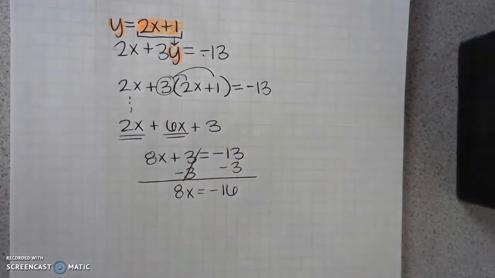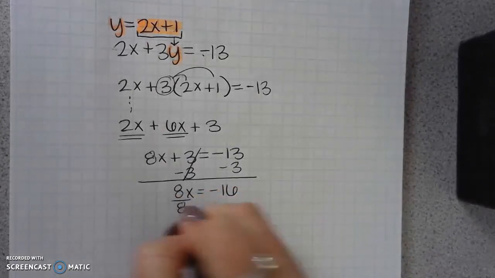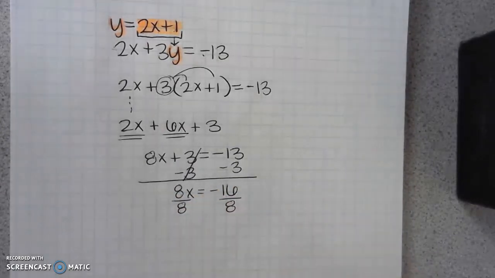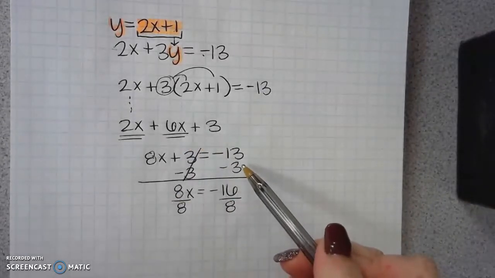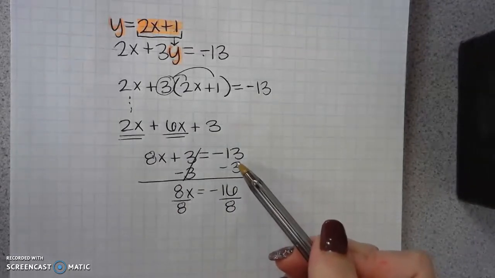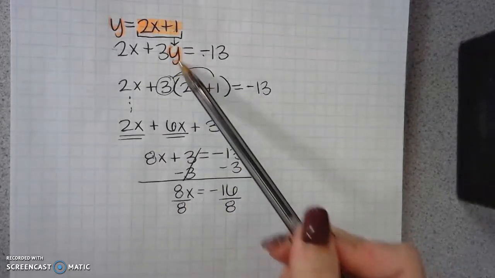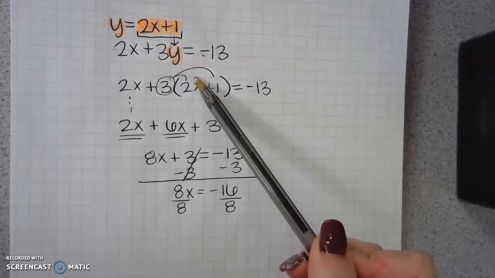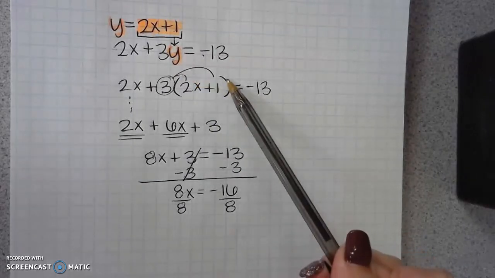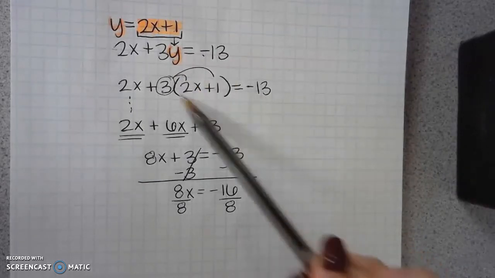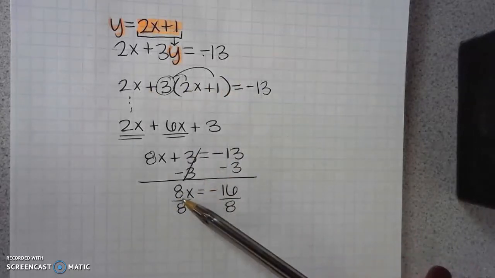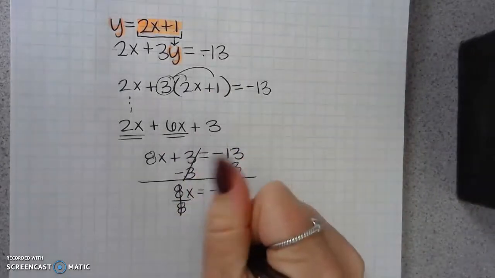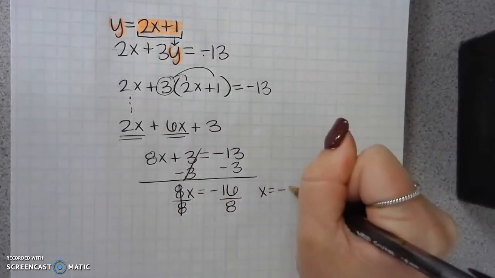To get rid of that multiplication, that's 8 times x, I divide. I'm hoping you guys are seeing all of the connections that are happening. We've done these multi-step equations so many times. So really the only new concept is plugging in a number for y, or plugging in an expression for y, the 2x plus 1. And then everything else we've done before. Divide by 8, and then x equals negative 2.